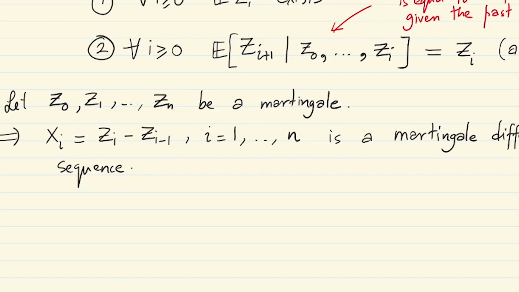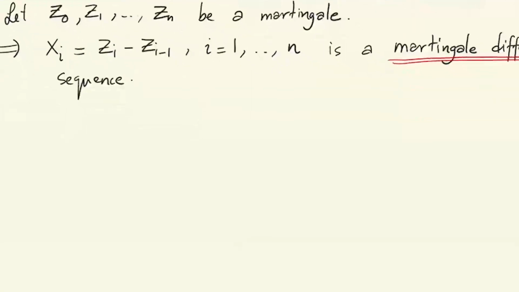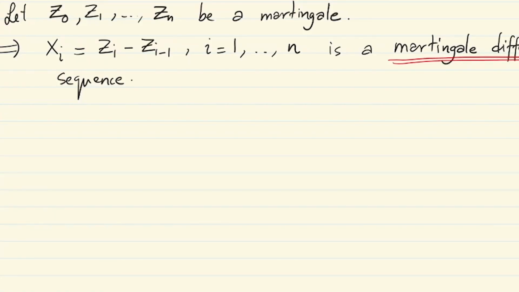Okay, so what's a martingale difference sequence? If you take the conditional expectation of each xi with respect to the previous x's all the way up to xi minus 1, then that conditional expectation is 0. Okay, so that's what it means for the x's to be a martingale difference sequence. Also, you have the important identity that the sum of all these xi's is precisely the final z minus the initial z. Okay, just by telescoping sums.